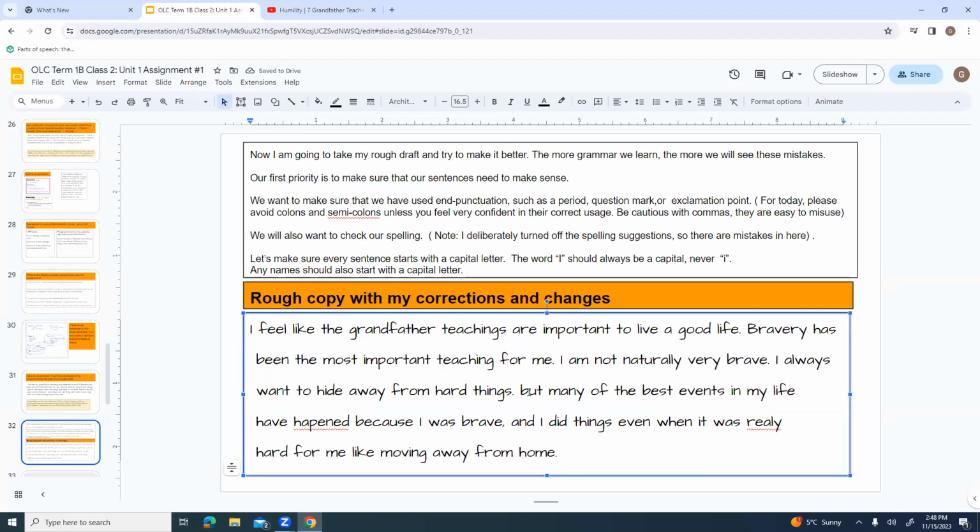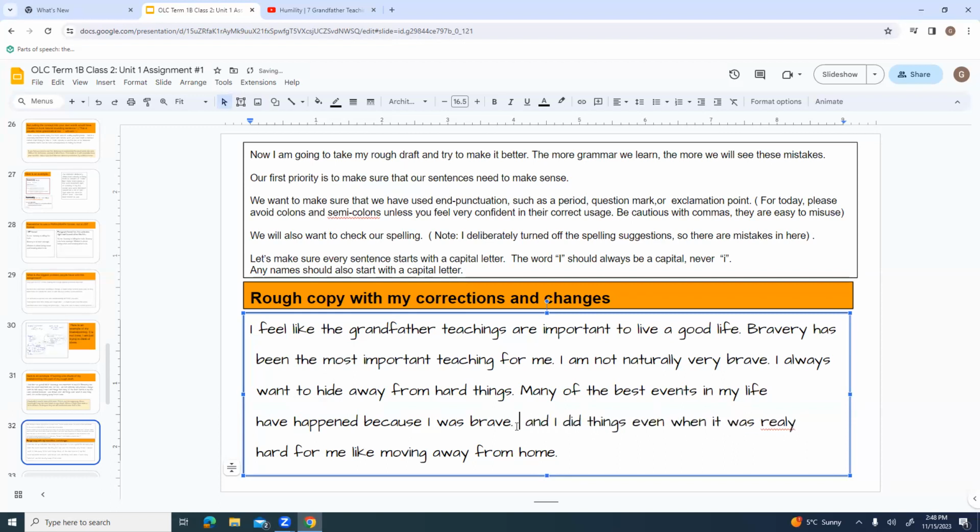That's fine. Okay, but this is the beginning of my sentence. I need to make a capital. But many of the best events in my life have happened because I was brave. I don't know that I even need the word but there. Many of the best events in my life have happened, I'm going to check here, have happened because I was brave. I'm going to put a period there.